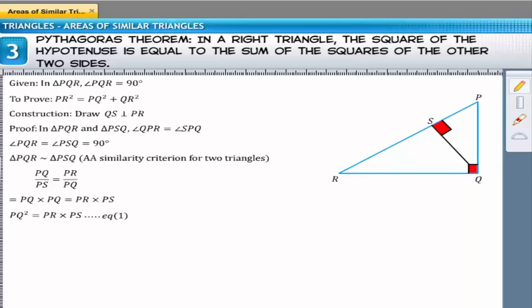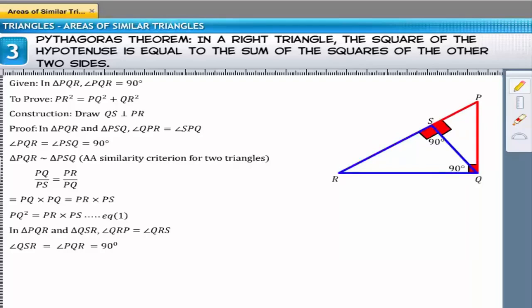Now, looking at triangles PQR and QSR, we can see that angle QRP is equal to angle QRS. Also, angle PQR and angle QSR are equal to 90 degrees. Again, by the AA similarity criterion, we know that triangle PQR is similar to triangle QSR.